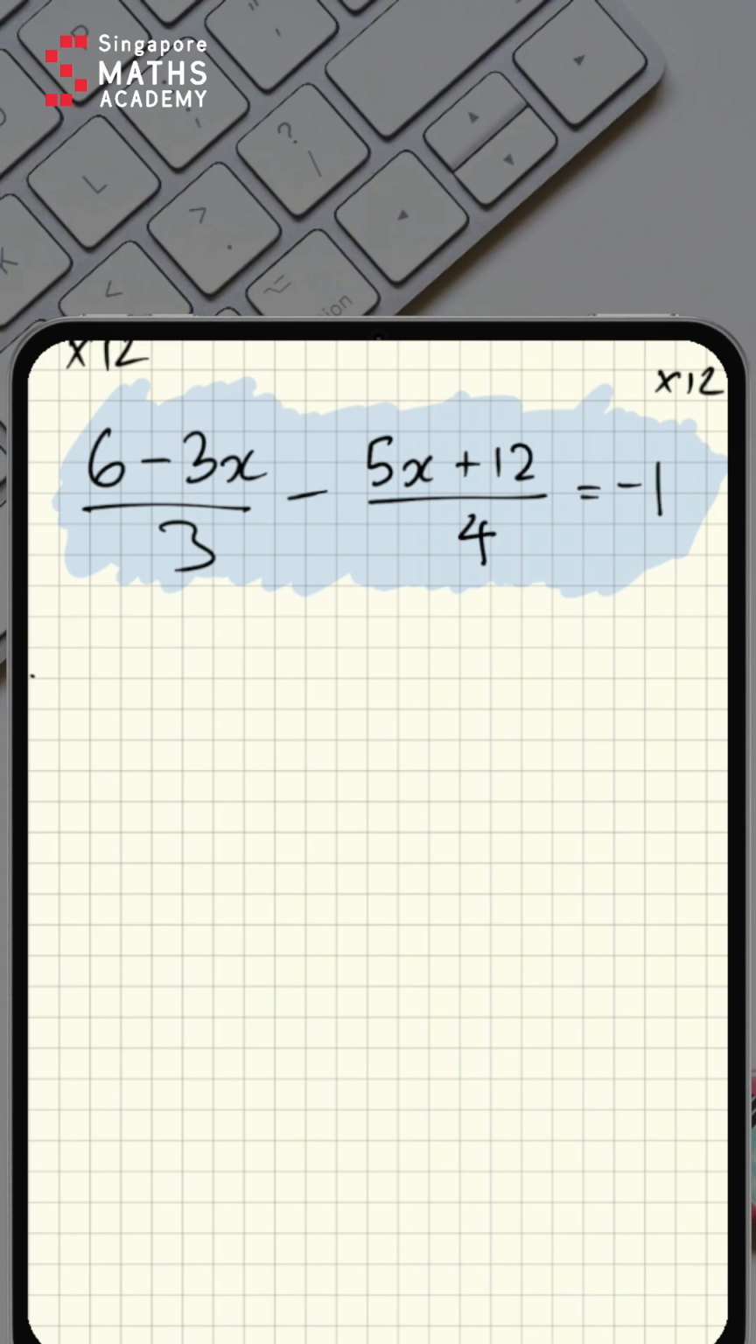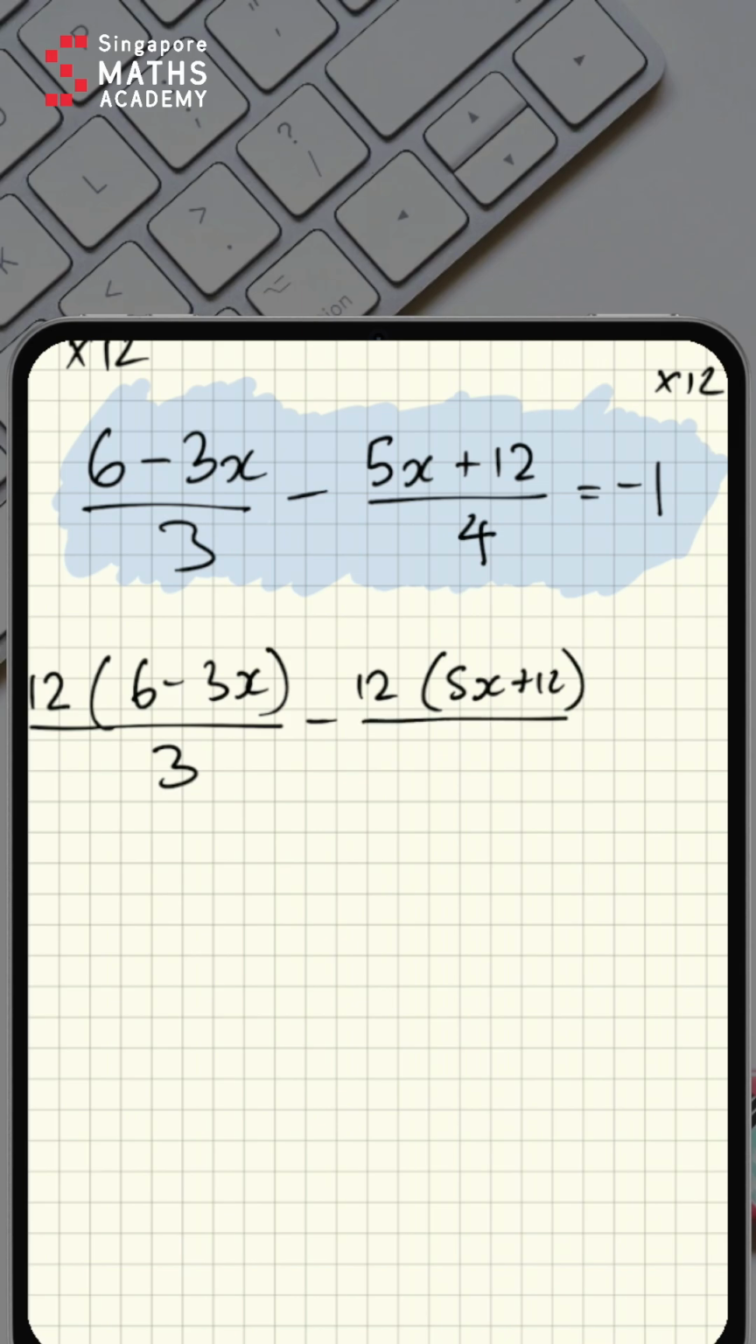So what we end up getting is 12 times 6 take away 3x all over 3, take away 12 times 5x plus 12 all over 4, which is equal to negative 12, right? So just about squeeze that in there. And so now we can see that these two cancel each other out, and you're left with 12 divided by 3 is 4, so that becomes 4. 12 divided by 4 is 3, so that becomes 3, and now you've got rid of the denominators, right?